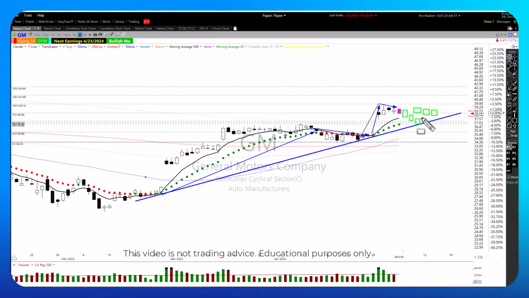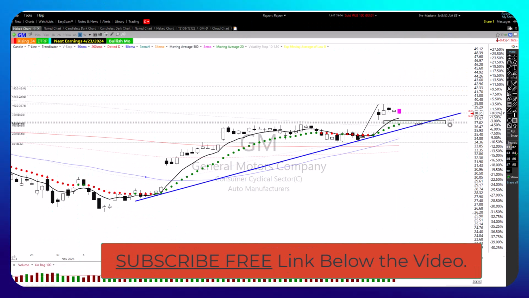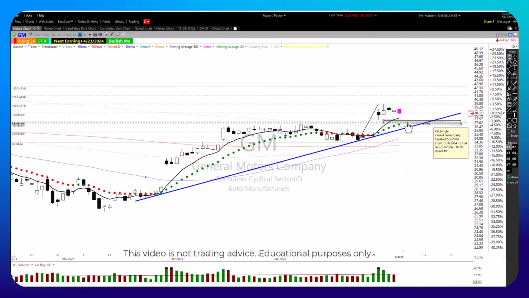We're going to use the old basic pullback, PBO setup, which is just an opportunity after a chart runs, it rests. We're going to look for that opportunity for it to take off and get back into trend. So right now it is in trend, where price is above the T line and the T line is above the trend indicator here.